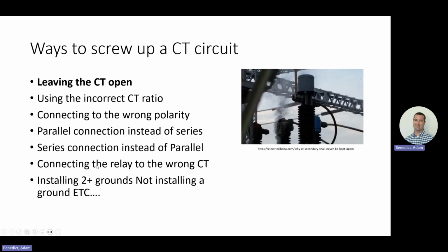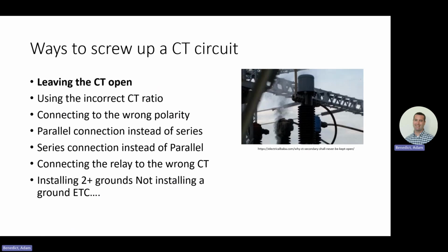Connect the relay to the wrong CT. I think that one's kind of obvious. And then multiple grounds on the circuit can cause some strange readings through adding some pass through ground. So definitely make sure all your CTs only have that single point of ground.